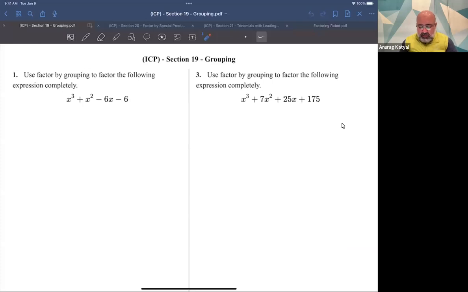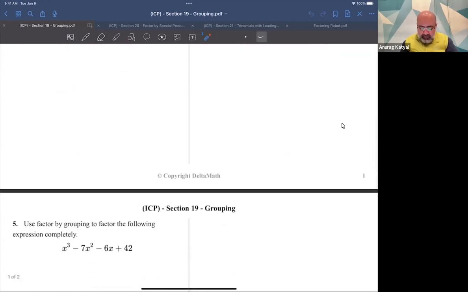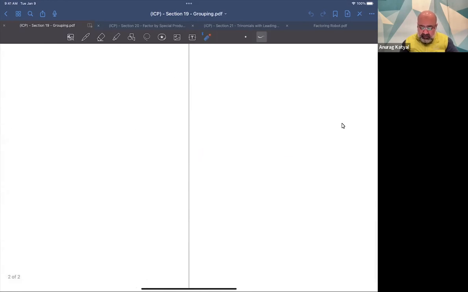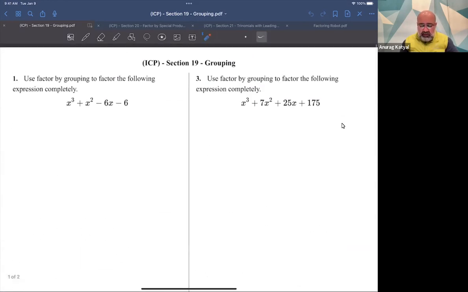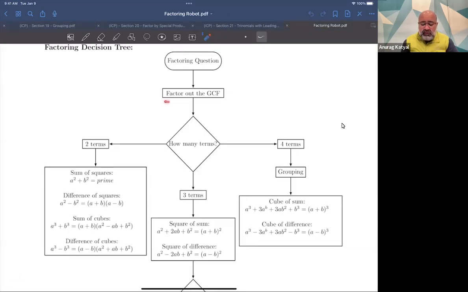Right off the bat, I want you to observe the number of terms we have in these problems. 4, 4, 4, 4, and 4. Hopefully you see the idea that the first thing we always need to look for is the GCF. If there is a GCF, we'll factor it out. If there is no GCF, we'll ask how many terms we have. And in this section, we have 4 terms. So we'll go down this path.